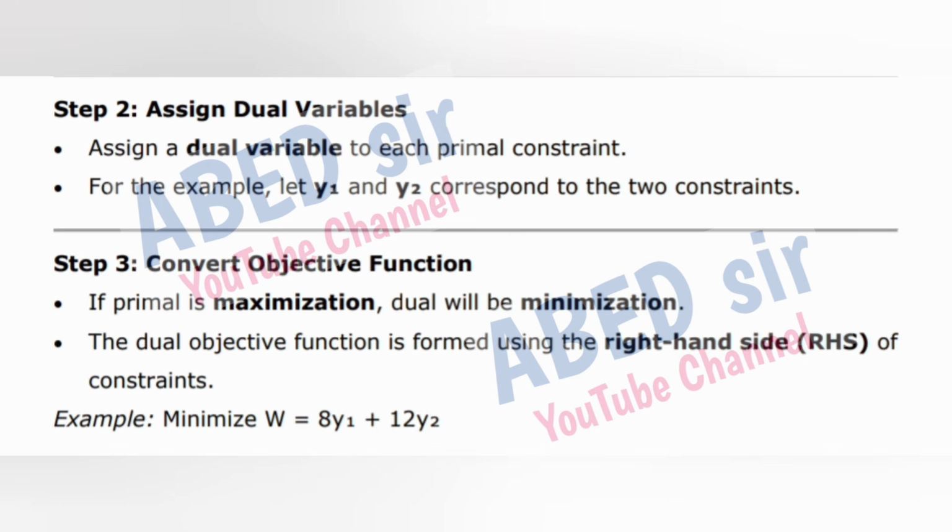Step 2. Assign dual variables. Assign a dual variable to each primal constraint. For the example, let y1 and y2 correspond to the two constraints. Step 3. Convert objective function. If primal is maximization, dual will be minimization. The dual objective function is formed using the right-hand side, RHS, of constraints. Example, minimize w is equal to 8y1 plus 12y2.